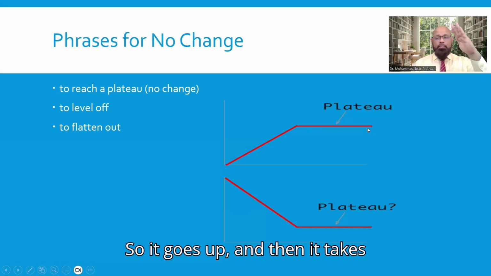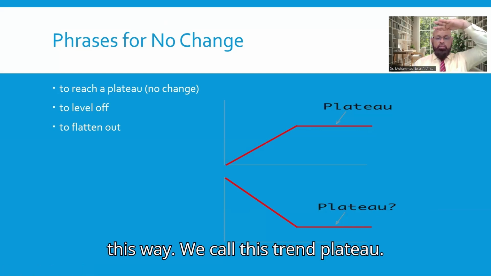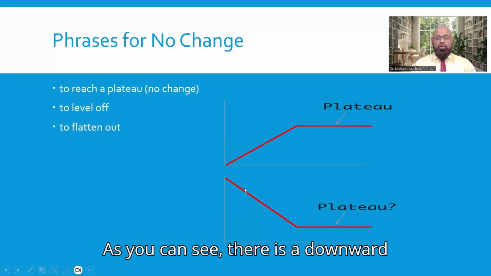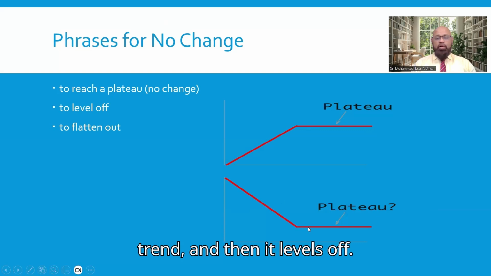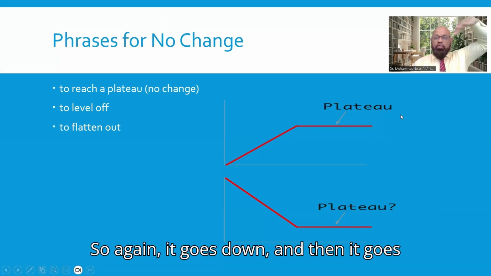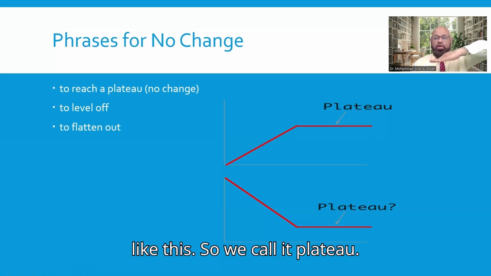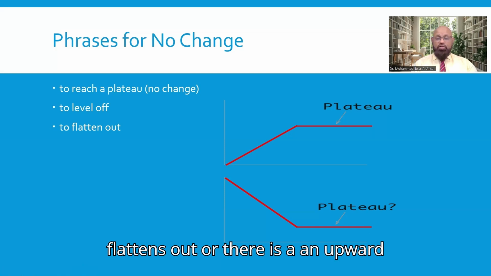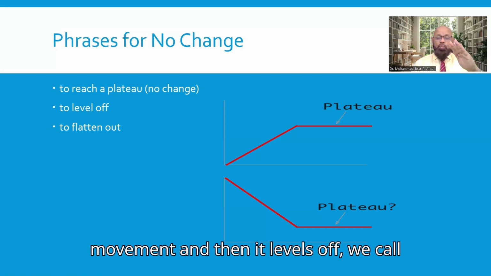So it goes up and then it takes this way. We call this trend plateau. As you can see, there is a downward trend and then it levels off. Okay, it flattens out, as you can see here. So again it goes down and then it goes like this. So you call it plateau. So either there is a downward movement and then it flattens out, or there is an upward movement and then it levels off. We call it plateau.